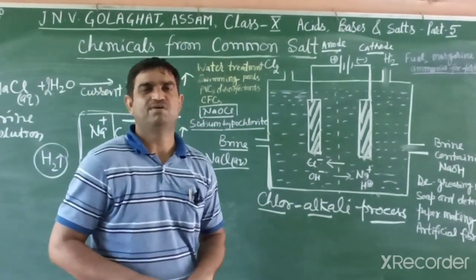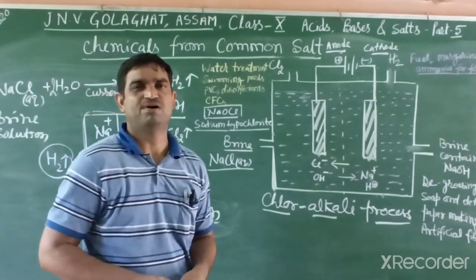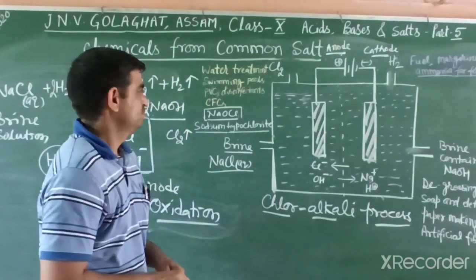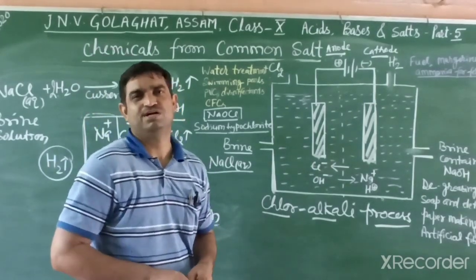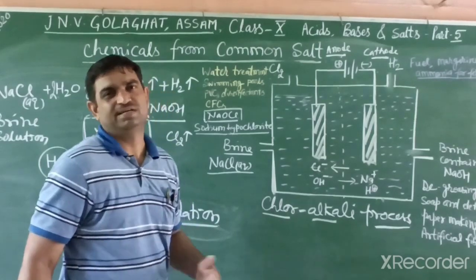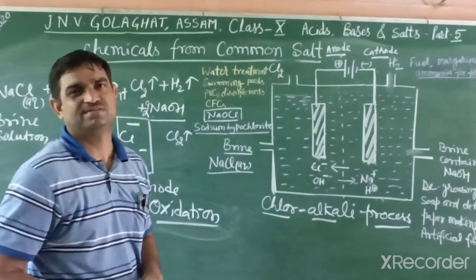Tomorrow we will study different salts like bleaching powder, plaster of Paris, baking soda and washing soda. Tomorrow we will finish this chapter, then we will start the first chapter. Thank you.